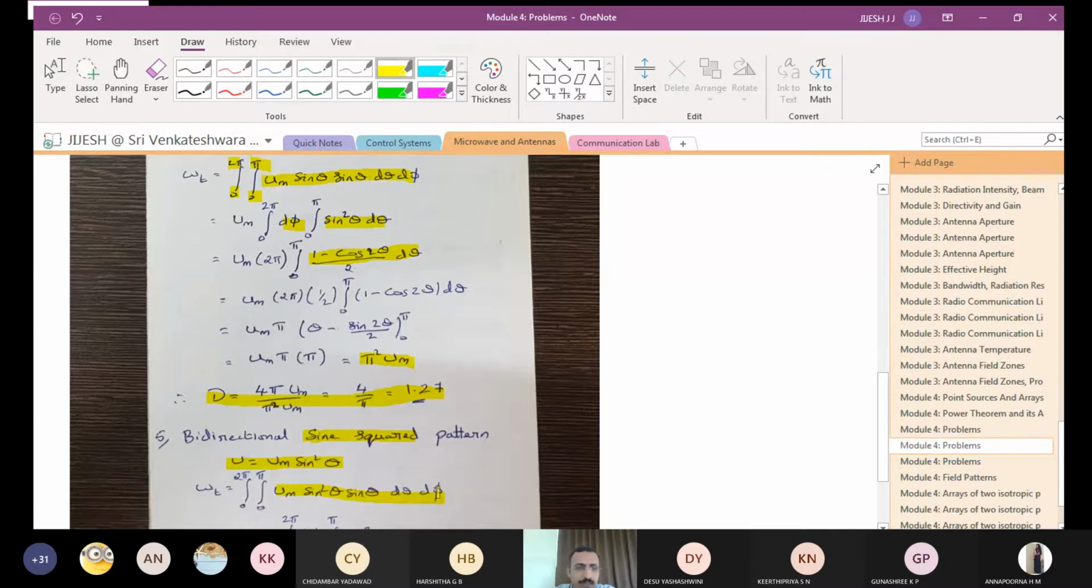You will get, already you have done the integration for sine cube. So the same integration for sine cube is already done before. So you can just do it fast. So what is the integration of sine cube? You know that for the limit 0 to pi.